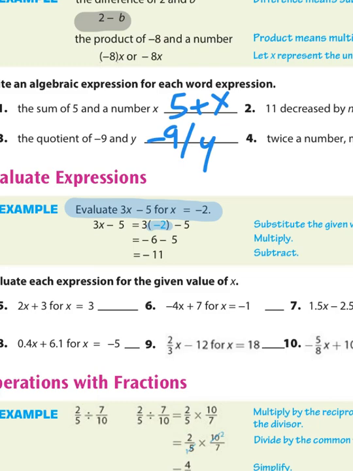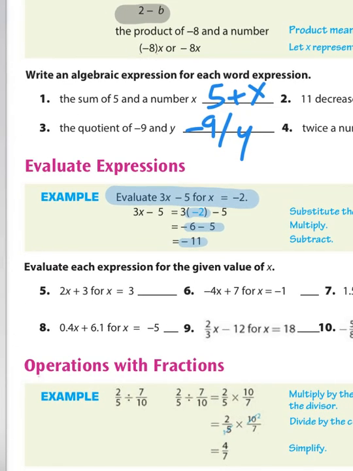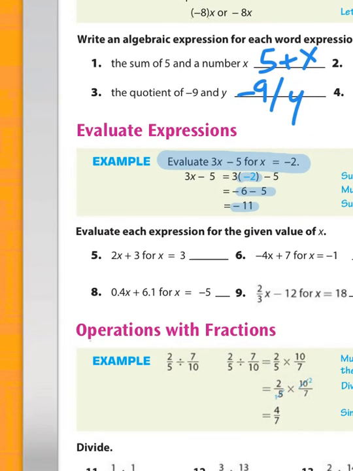So 3 times negative 2 is negative 6. Negative 6 minus 5 goes further from 0, goes more negative. It's negative 11. All right, so number 5. I have 2x plus 3 for x equals 3. That means I'm substituting 3 in for x and evaluating the expression. So 2 times 3 is 6, plus 3 is 9.